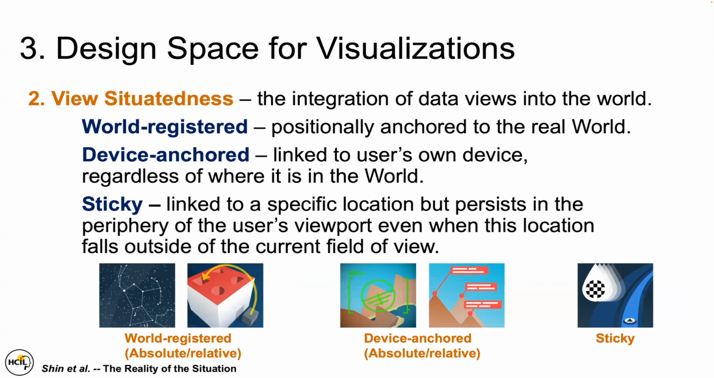View situatedness refers to the integration of data views into the world. There are 3 types. First is world registered, second is device anchored, and third is sticky. World registered refers to being positionally anchored to the real world. Device anchored refers to being linked to a specific location but persist in the periphery of the user's viewport even when this location falls outside of the current field of view. Sticky refers to being linked to a specific location but persist in the periphery of the user's viewport even when this location falls outside of the current field of view.